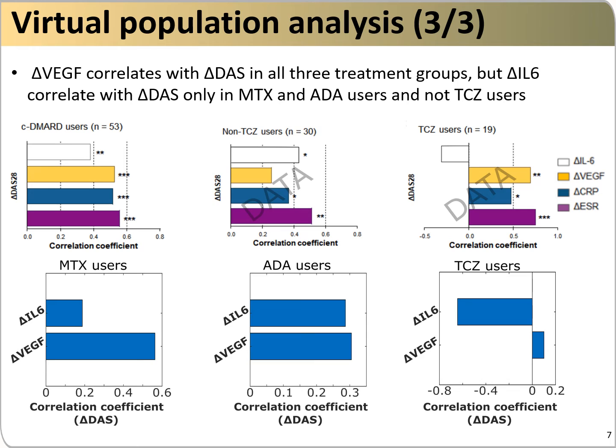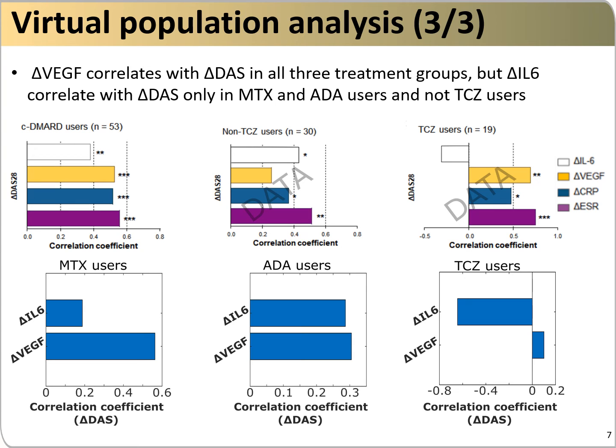Lastly, delta VEGF, that is change in VEGF levels with therapy, positively correlates with delta DAS in all three treatment groups. However, delta IL-6 shows a positive correlation with delta DAS in only the methotrexate and adalimumab users, but shows a strong negative correlation in the TCZ users, where TCZ is an antibody against the IL-6 receptor. These results show that our model agrees with the results from Kim et al. And predicts that the tissue VEGF concentrations can help in determining disease severity and distinguish responders from non-responders in all three treatment groups.